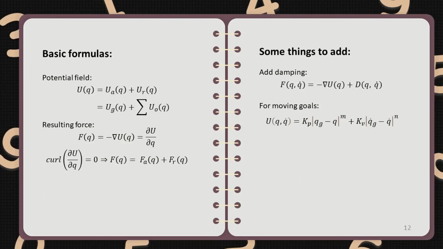We have linear scaling factors kp and kv, the relative position and the relative velocity, as well as m and n to control the overall shape of the field. The potential gets low when relative velocity and relative position get minimized simultaneously.